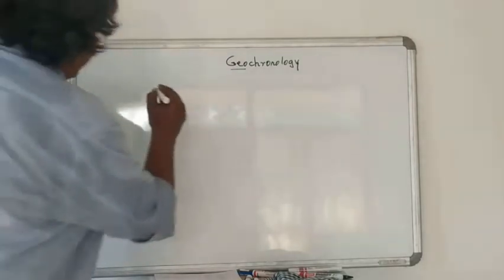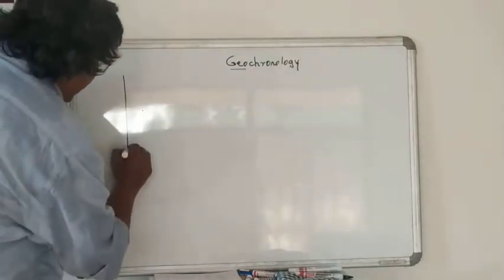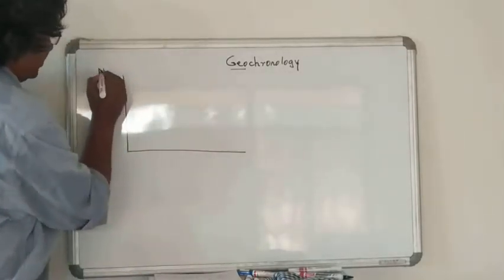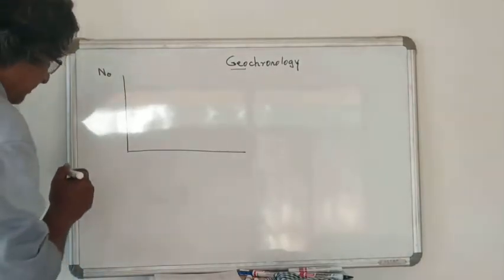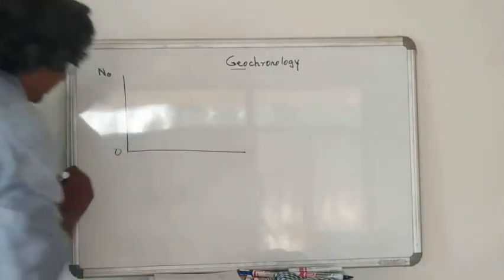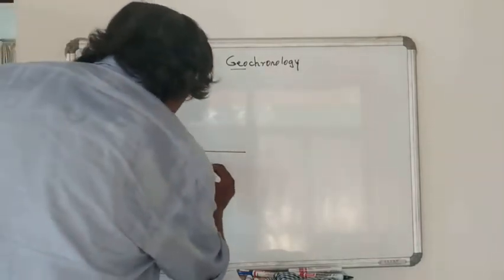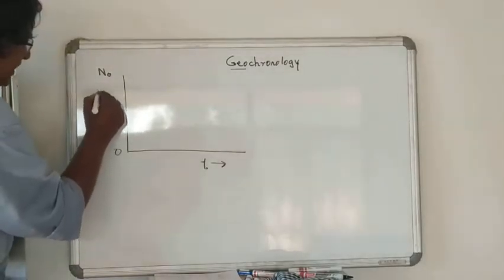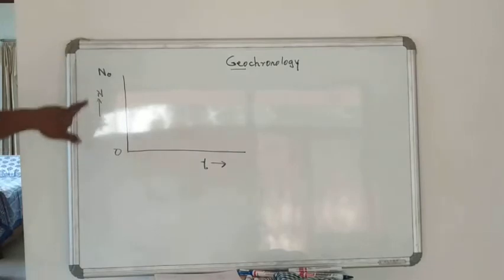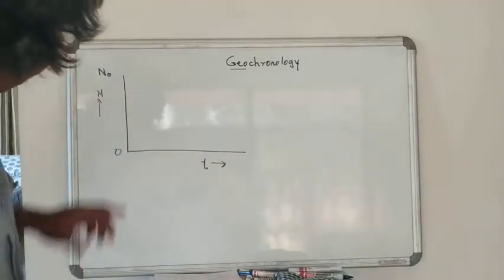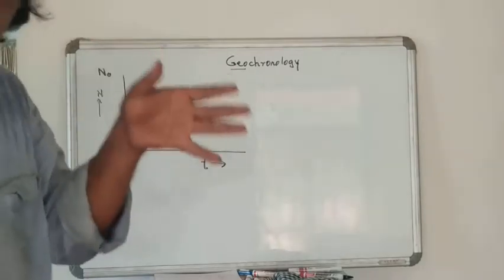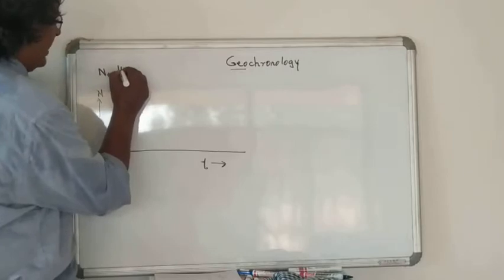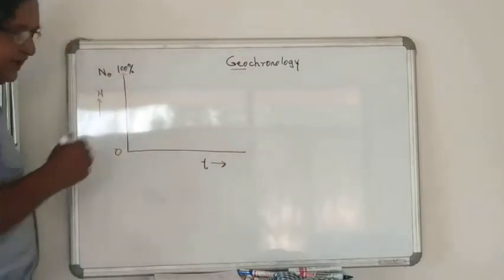So essentially, radioactivity would involve a parent nuclei N0, and you have time increasing. N essentially here is the number of parent nuclei. Normally, this is about 100% and this is about 0%.